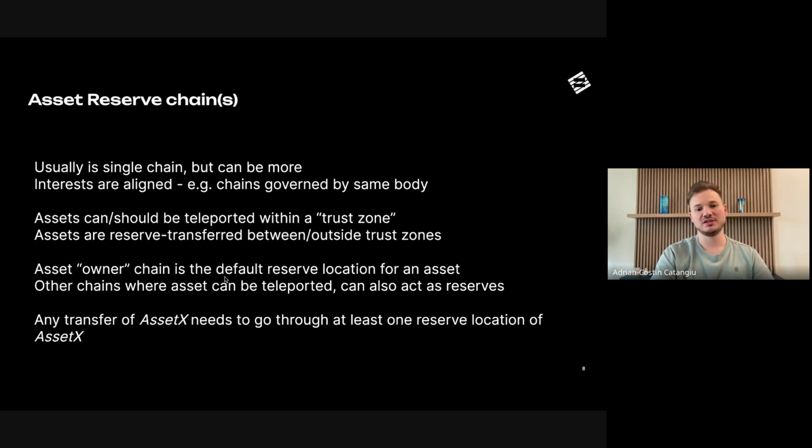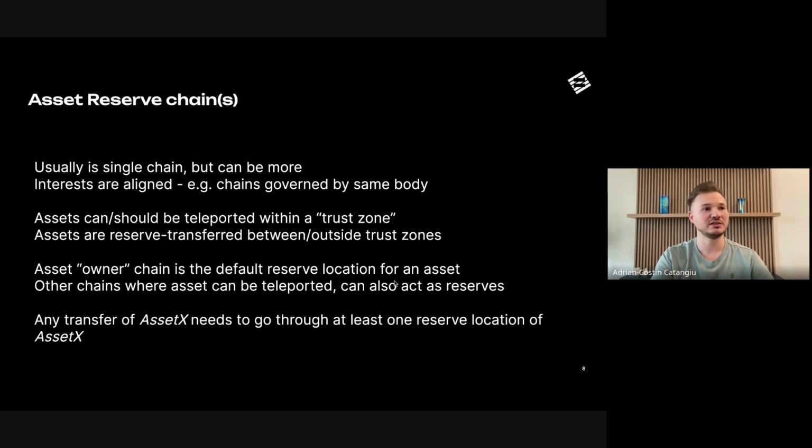The owner chain is the default reserve location for an asset. It's just logical. And then you can expand the rule and realize that other chains where the asset can be teleported can also act as a reserve. The reason for that is the level of trust between us is equivalent. So if you trust one for a reserve, you might as well trust the other. There is no trust assumption change between the two.